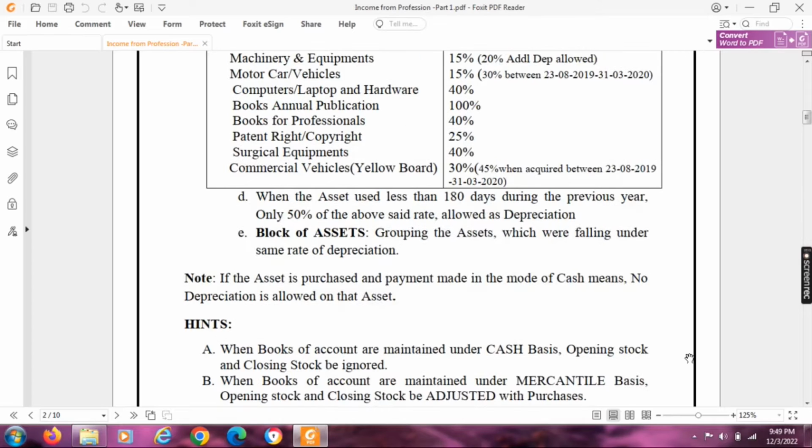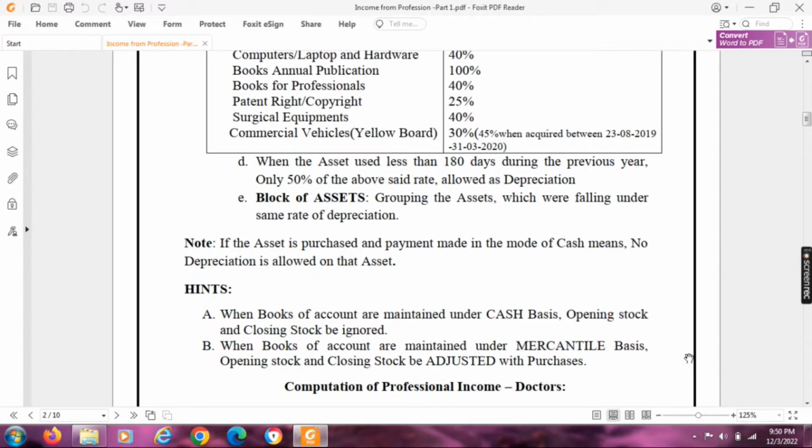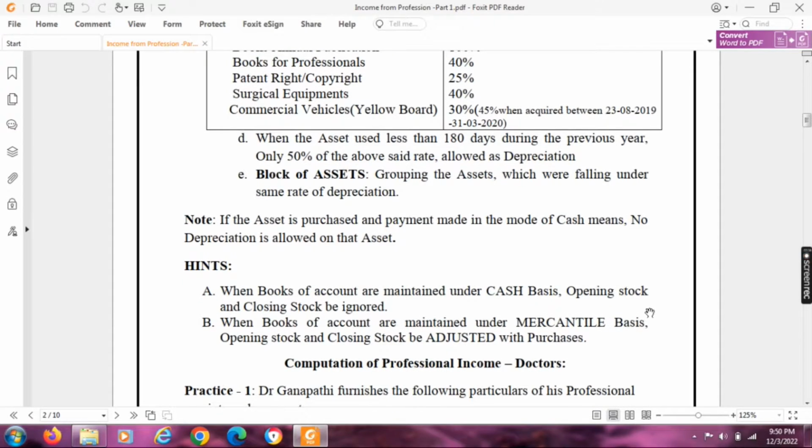Note, if the asset is purchased and the payment is made in cash, no depreciation is allowed on that asset. And another point for profession holders: when books of accounts are maintained under cash basis, opening stock and closing stock are ignored. When books of accounts are maintained under the mercantile basis or mixed basis, cash and mercantile basis, opening stock and closing stock are adjusted with purchases.